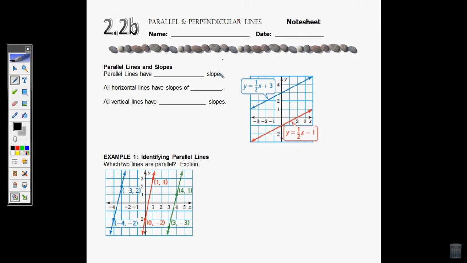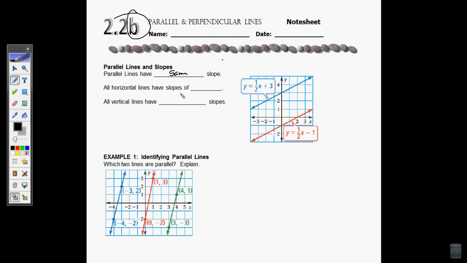Alrighty, parallel and perpendicular lines. See that B there? That means it's an extension, which means we should be done quick. Here we go. Parallel lines have, look at these two, maybe you can figure it out, the same slope. Boom, 1/2 x, 1/2 x, same slope.